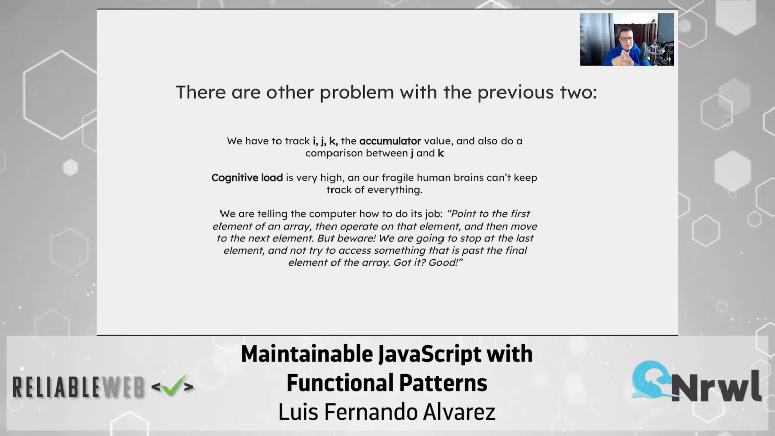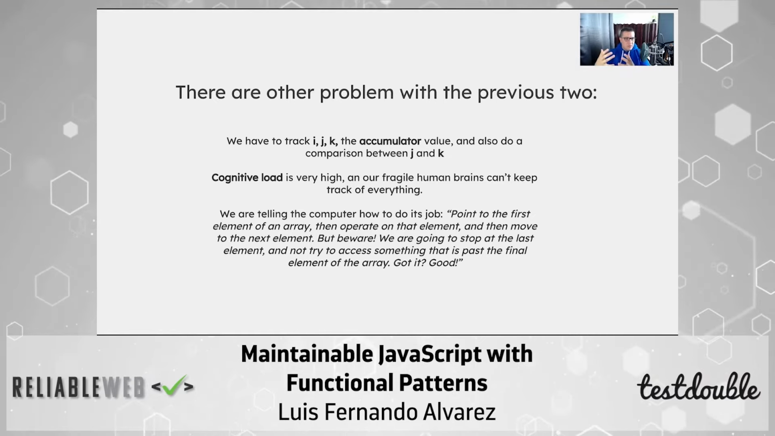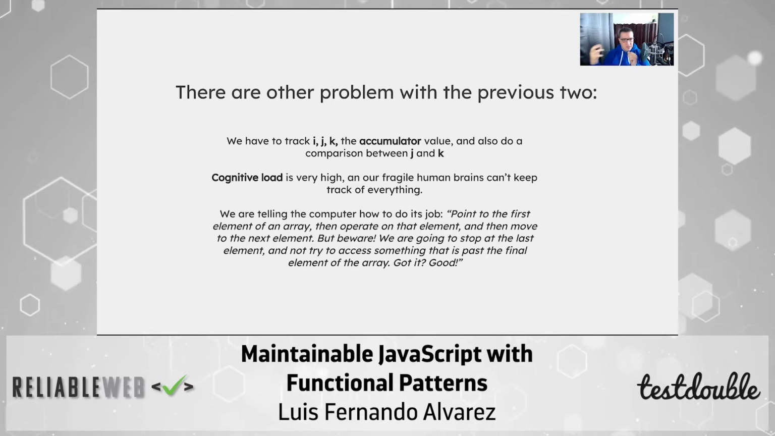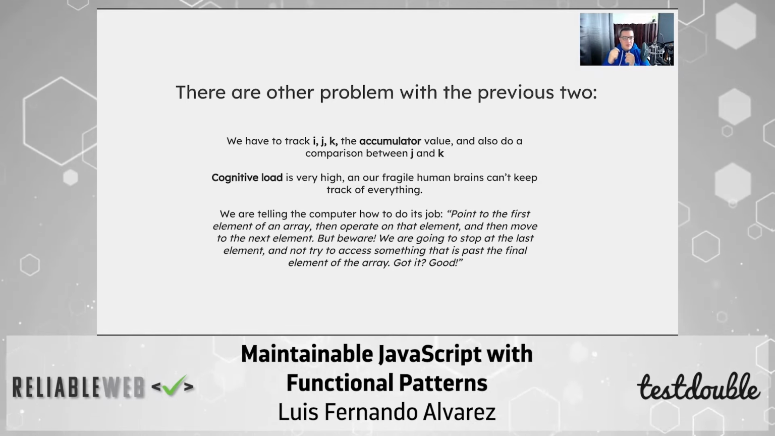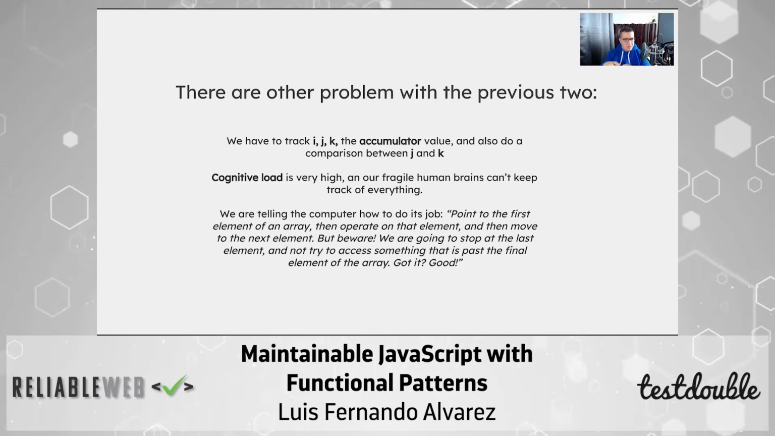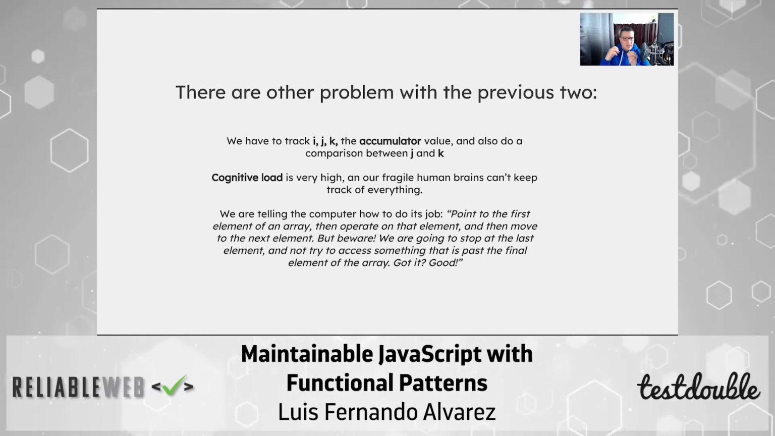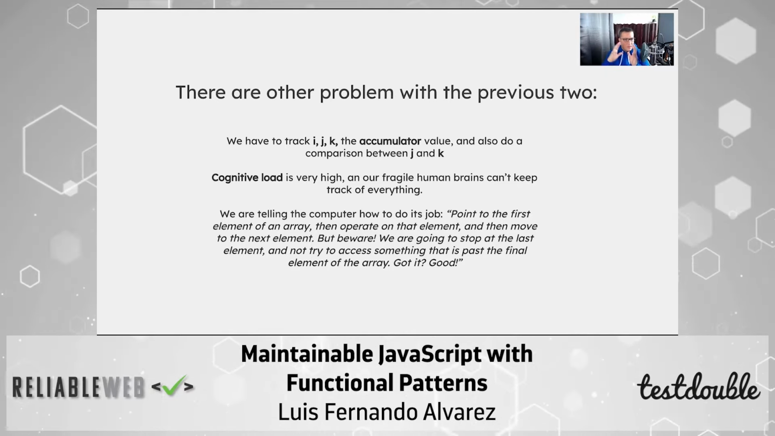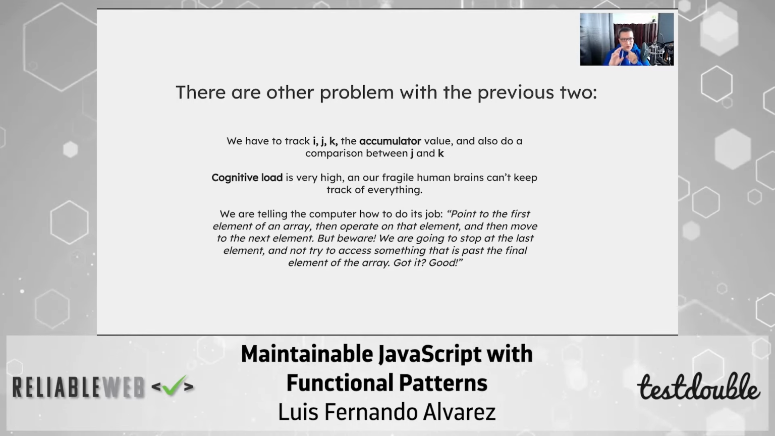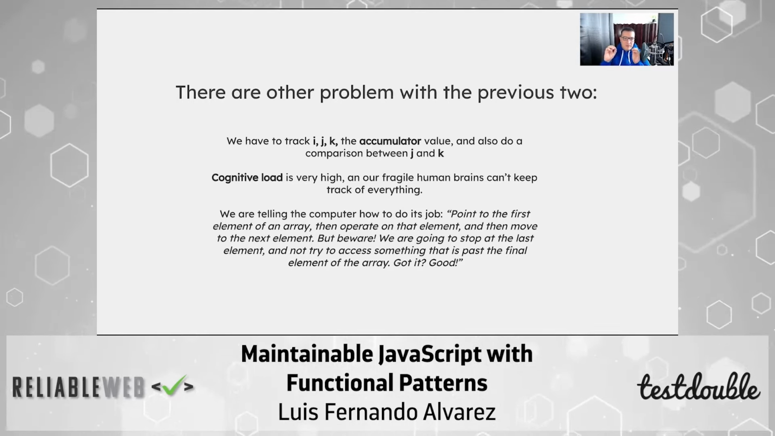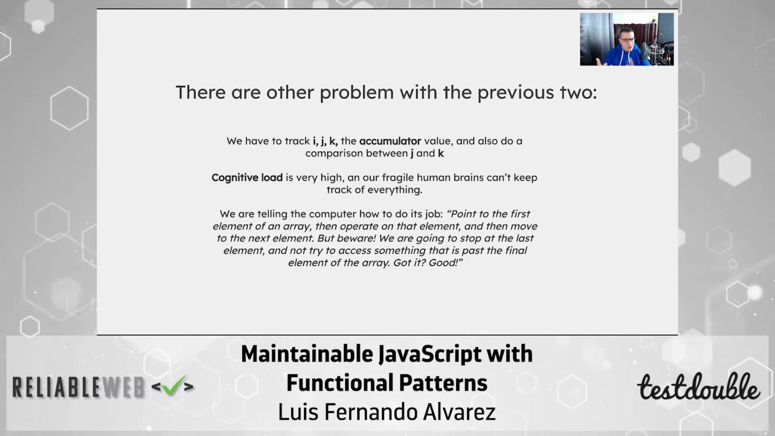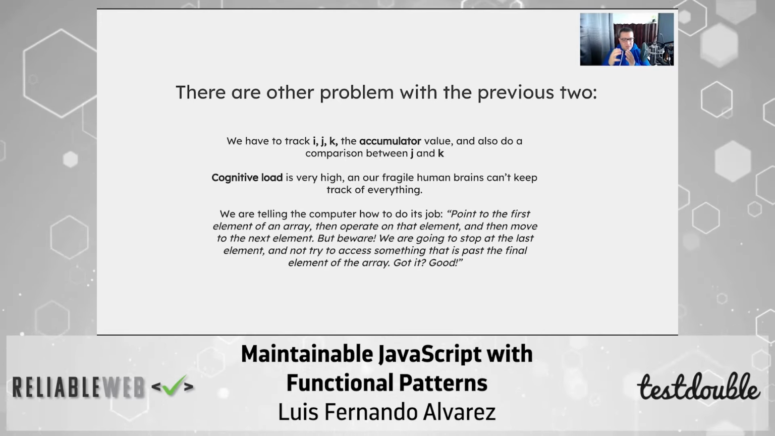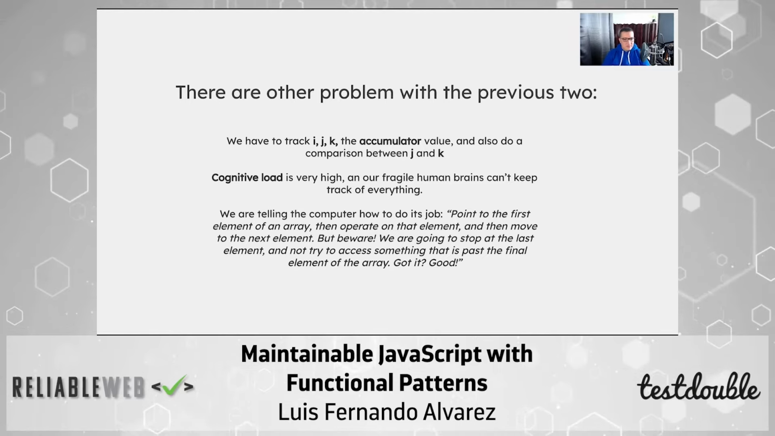And in essence, when we do a for loop, we are telling the computer how to do its job. The computer should know how to iterate over a list of elements. I shouldn't tell the computer, hey, point to the first element, then operate on that element, and then move to the next element, and be careful, because we are going to stop at the last element of the array, and not go one element further, because that will give us an error, right? But the computer should know this. I shouldn't have to tell the computer how to go over a list of elements, right?